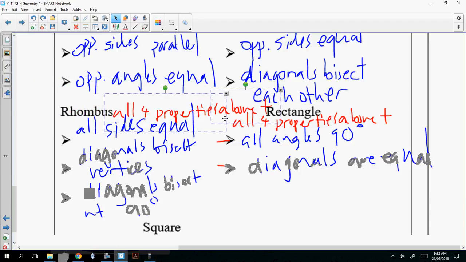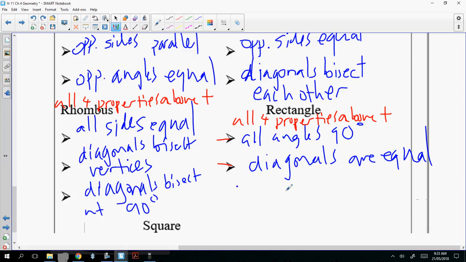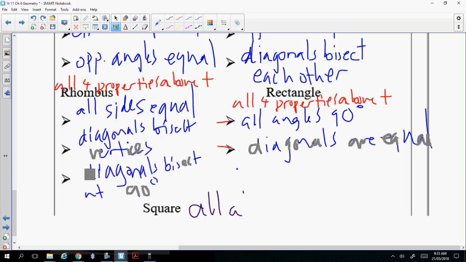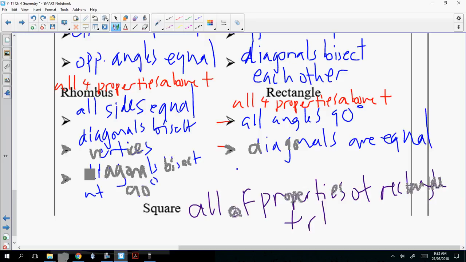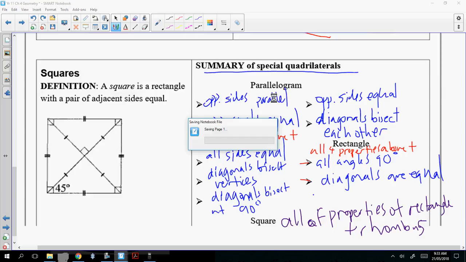Let's continue. How about a square? A square will have all the properties of rectangle plus rhombus. That's how I remember all the properties. So if you remember this flow chart, then you can remember all the properties of the quadrilaterals. So a parallelogram has 4, a rectangle has 4 plus 2 additional ones, the rhombus has 4 plus 3 additional ones, a square will have everything. So a square is a perfect one. That's everything. Okay, good.